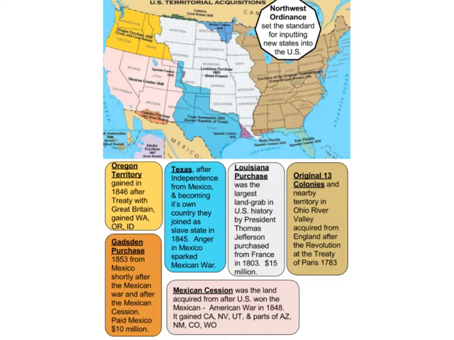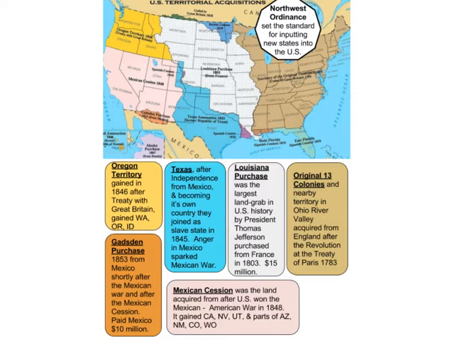So here are some U.S. land acquisitions. Not all of these are in this study guide that we're talking about, but we'll go over them quickly. The Northwest Ordinance, you see at the top in the white on top of the map. That set the standard for how our government would admit new states into the Union.